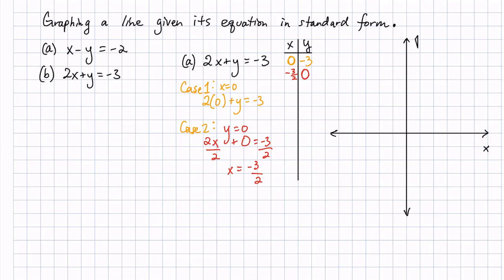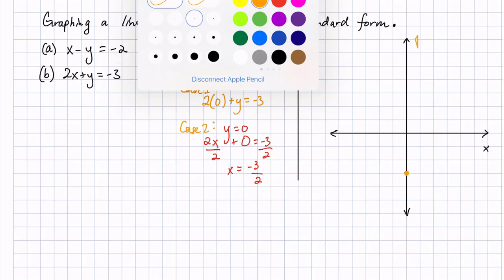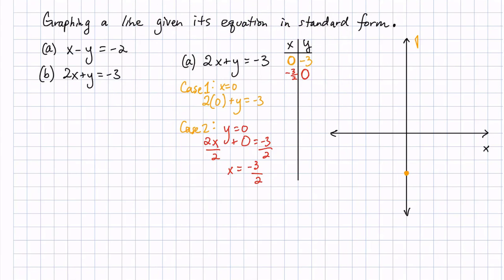Let's graph the ordered pair 0, negative 3. Right here. So there's the y-intercept. The y-intercept is negative 3. And then we need to graph negative 3 halves, comma 0. So let's go left 1 and 1/2. Don't go up or down. And now we're ready to play connect the dots.